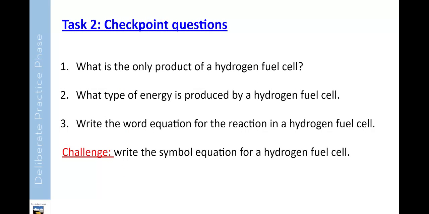Task 2, I'd like you to complete the checkpoint questions. So just to check how well you're understanding fuel cells, there are 3 questions and then there's a challenge. So pause the video, complete these questions on your worksheet, come back for your answers.